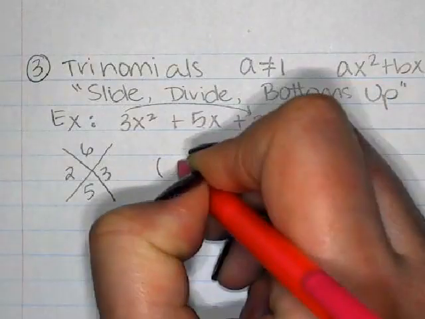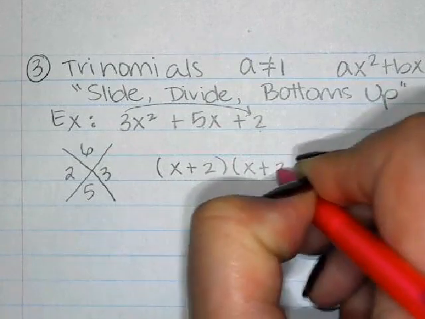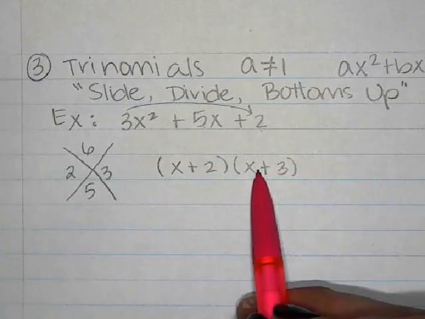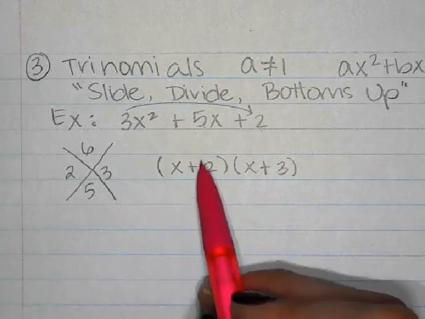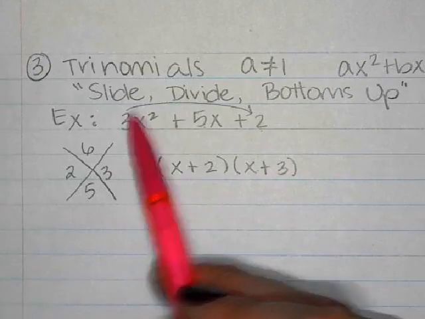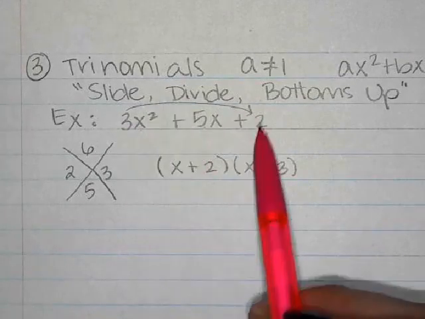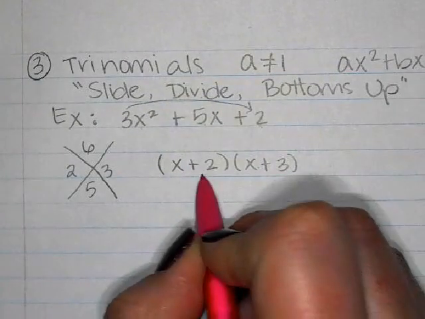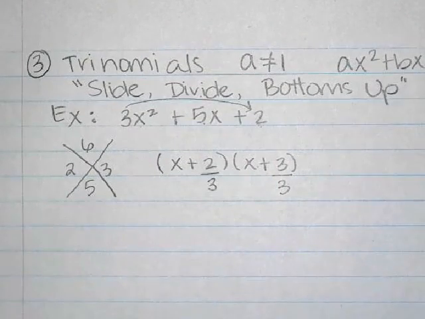So in the parentheses, I'm going to put x plus 2 and x plus 3. Now, I know this is not the answer because x times x is x squared. It is not 3x squared. So what I have to do is say, okay, I slid the 3 over to the 2. I did a slide. So now to undo that multiplication of 3 times 2, I have to divide something. So I go back and I divide by 3, divide by 3. So I did a slide. Now I do a divide.